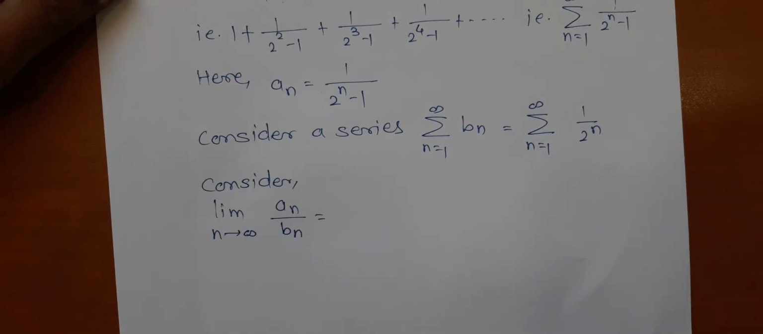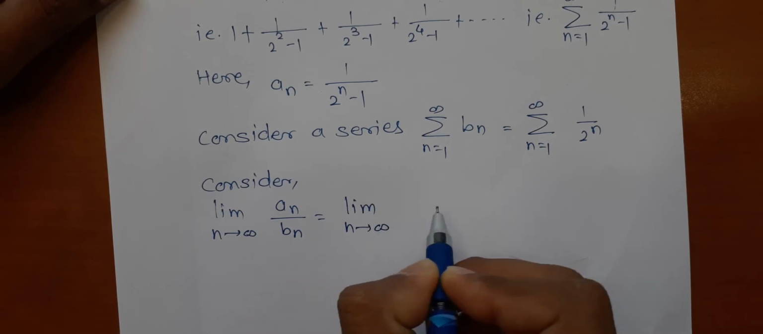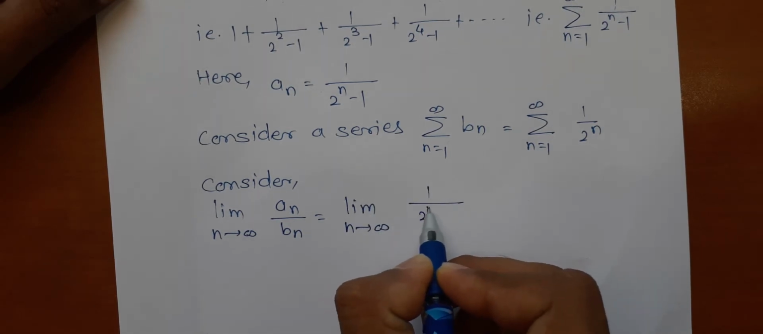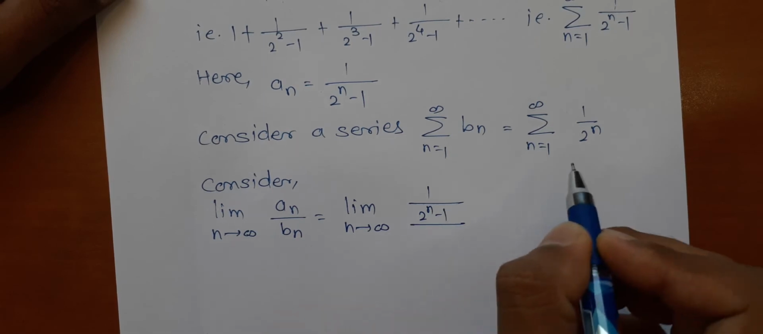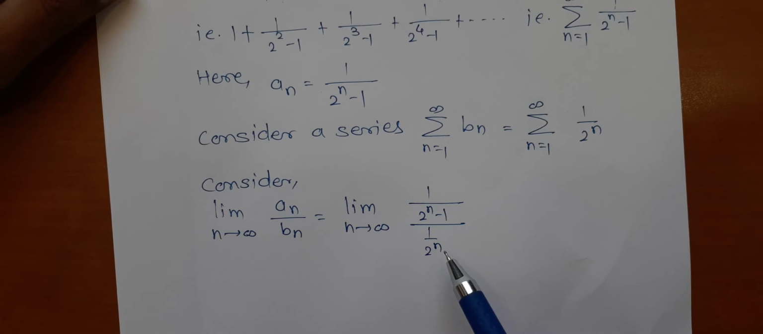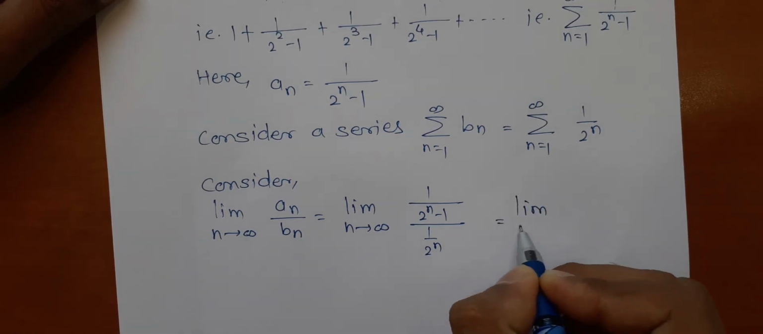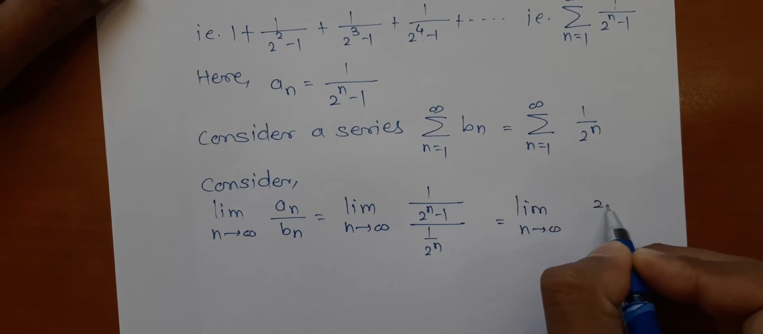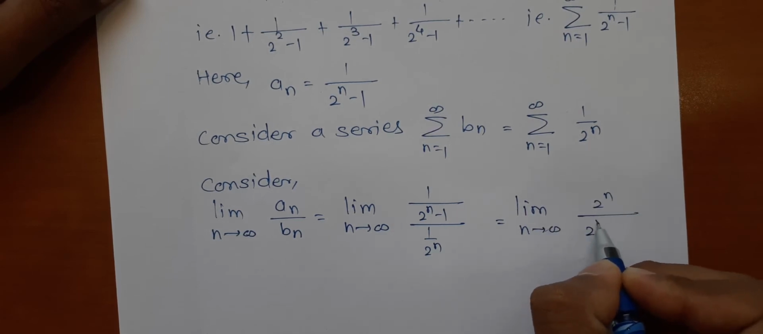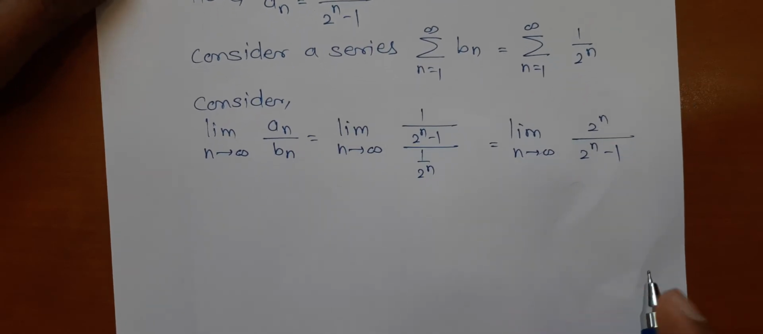I'm considering this ratio and going to find its value. Limit n tends to infinity, a_n is 1 upon 2 raised to n minus 1, and b_n is 1 upon 2 raised to n. This 2 raised to n minus 1 is in the denominator of the denominator, so it will shift to the numerator. By solving this, we get 2 raised to n upon 2 raised to n minus 1. After that, I will divide numerator and denominator by 2 raised to n.